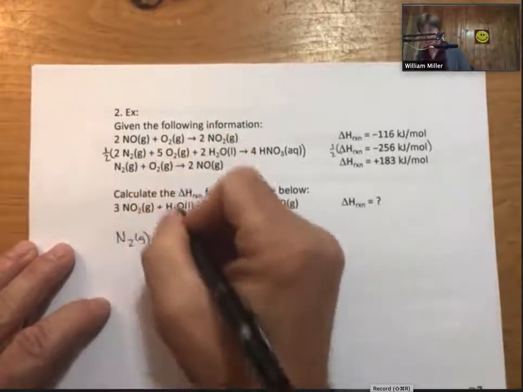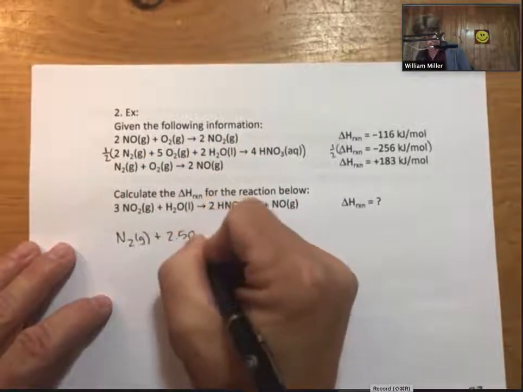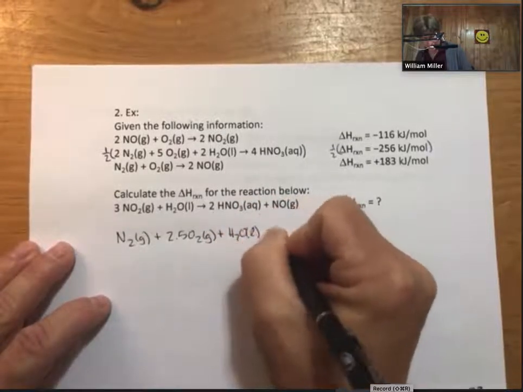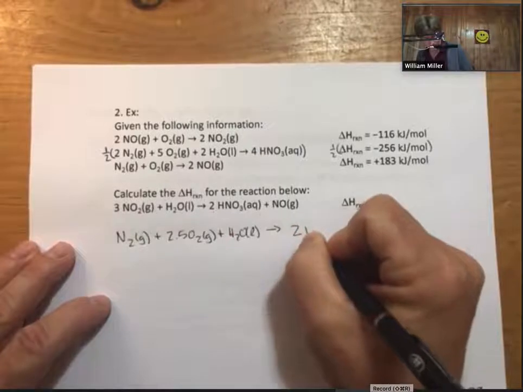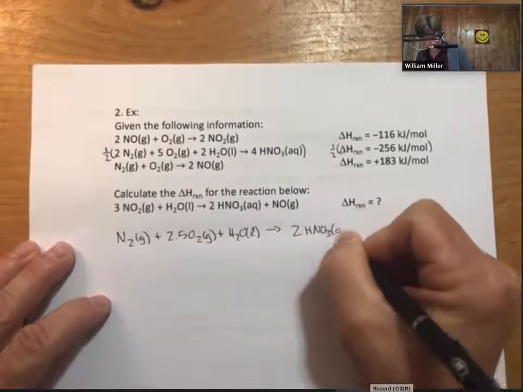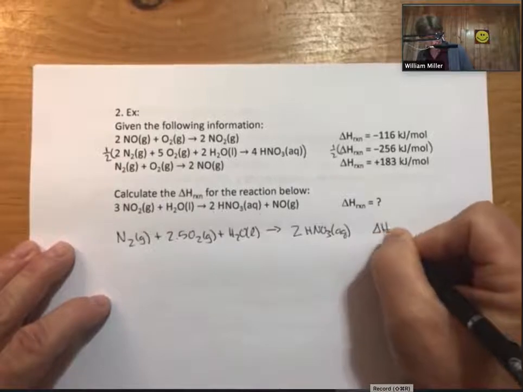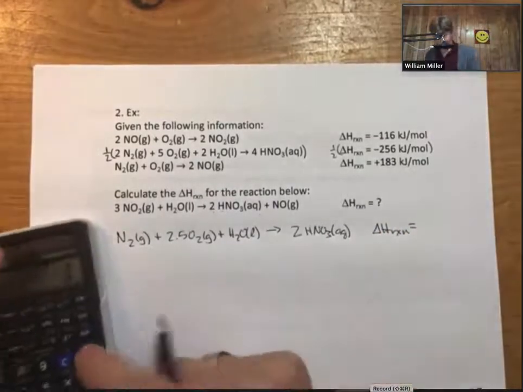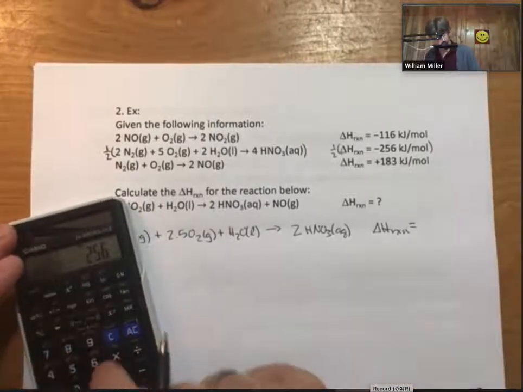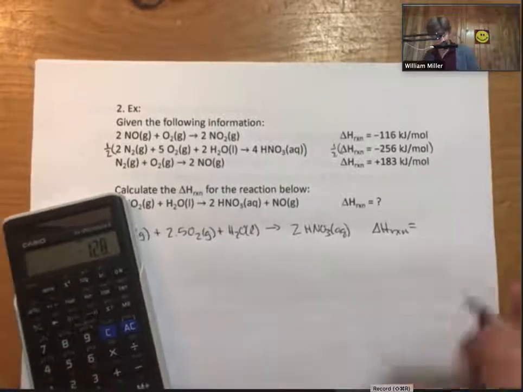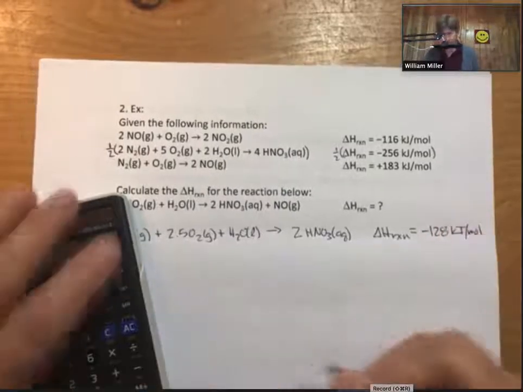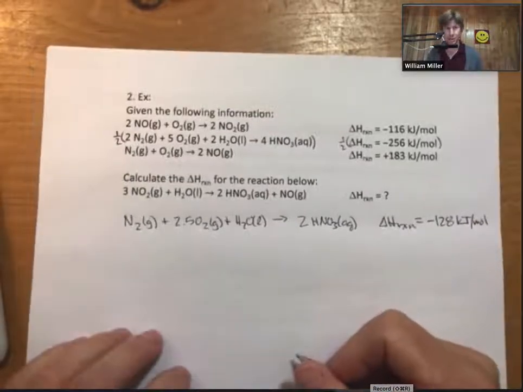Half times 2 is going to be 1 N2. Half times 5 is going to be 2.5. Delta H reaction for this, times 0.5, minus 128. One down, 2 to go.